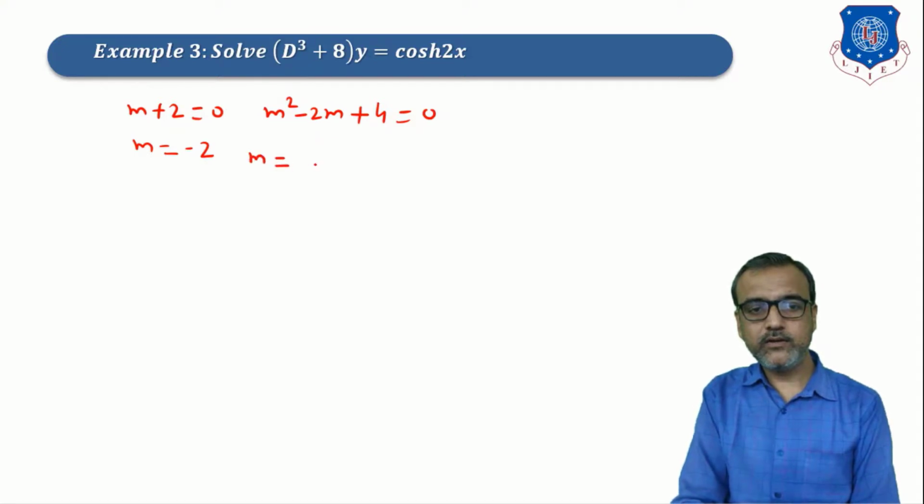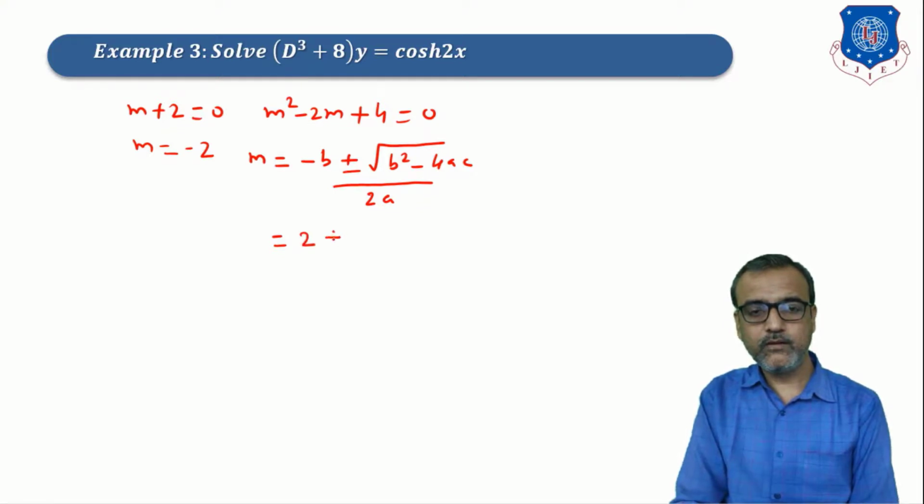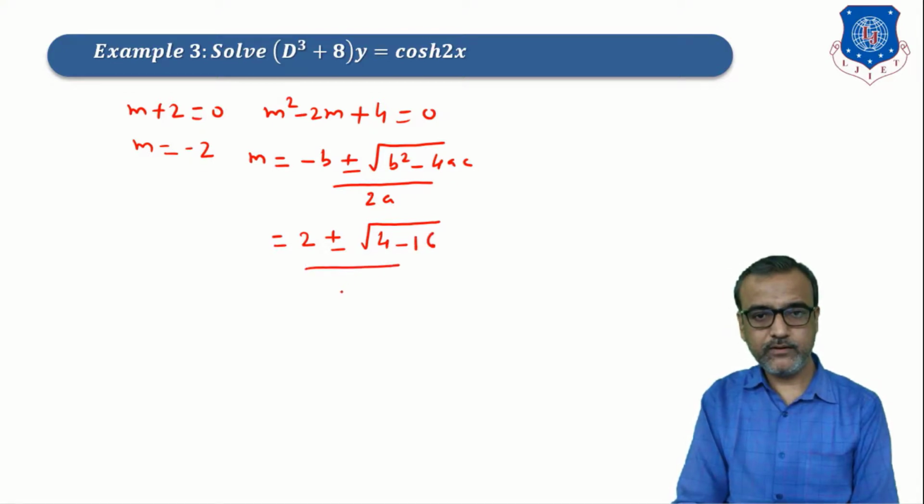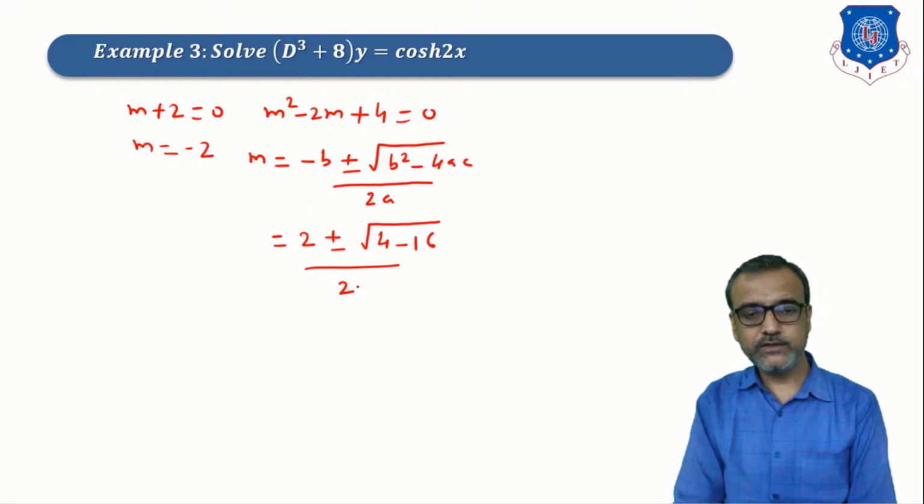So we have m equals minus b plus minus square root of b square minus 4ac upon 2a. So this is equals minus, the value of b is minus 2, so minus minus is plus 2, plus minus square root of b square, minus 2 square is 4, minus, the value of a is 1 and c is 4, so 4 times 4 is 16, and divided by 2, the value of a is 1, 2 times 1 is 2.